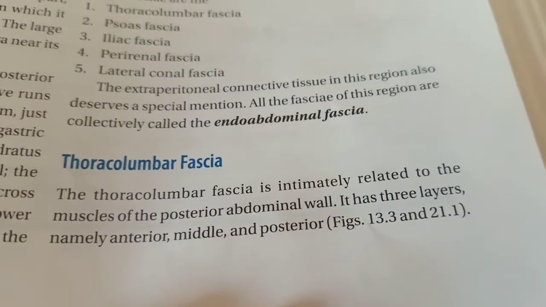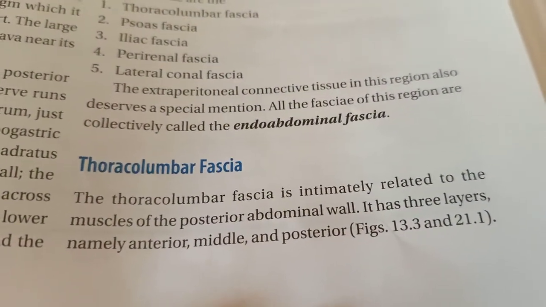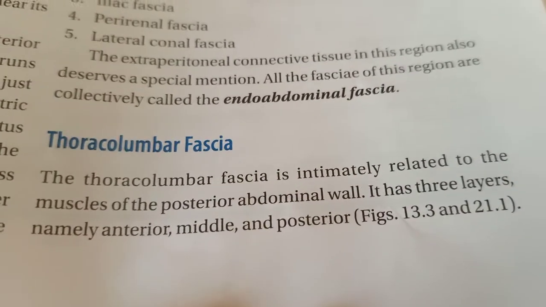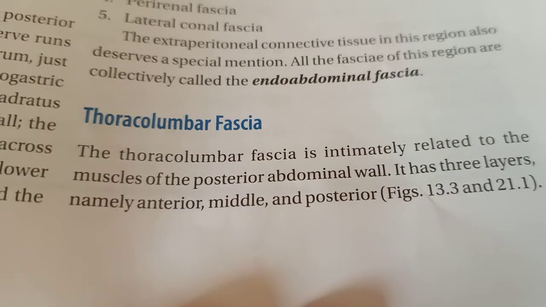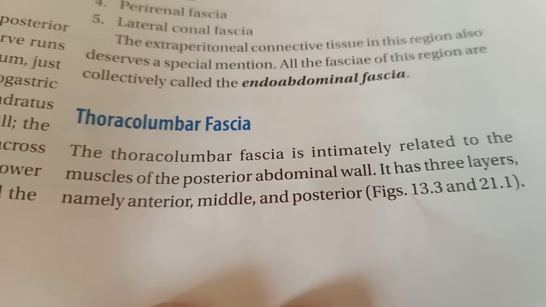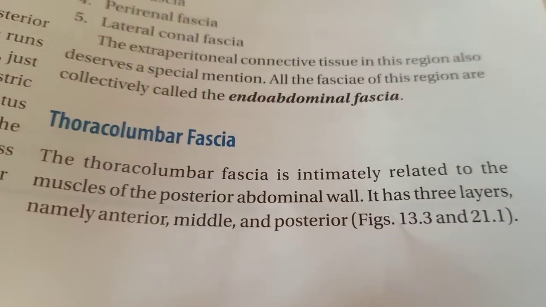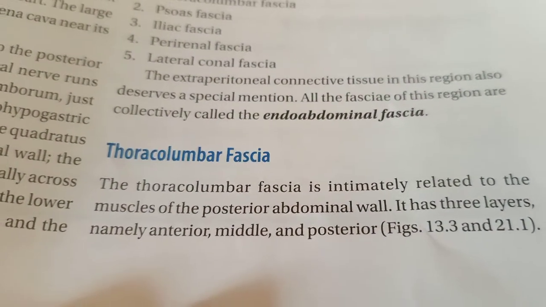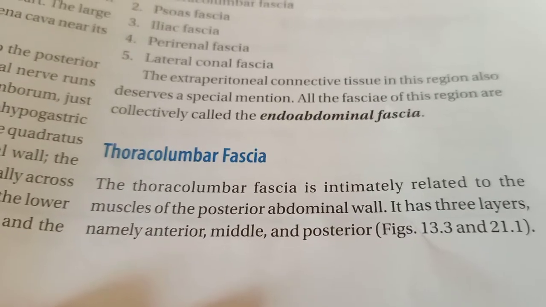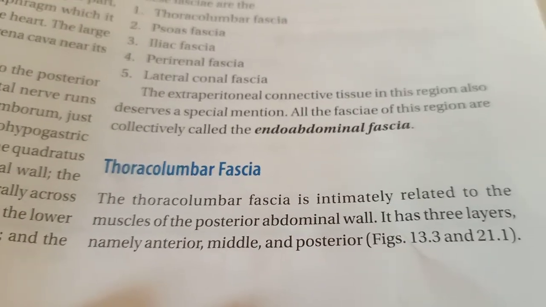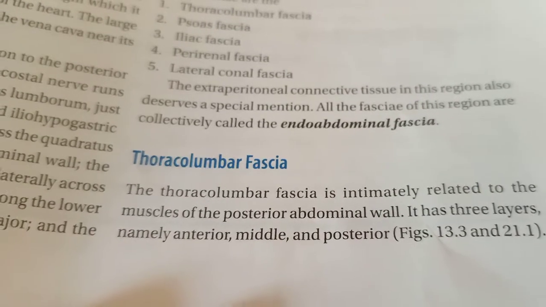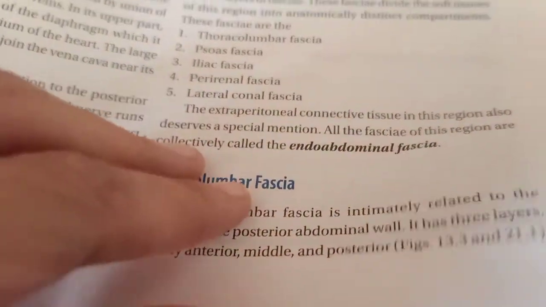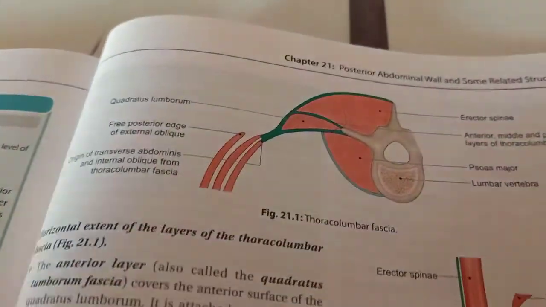The thoracolumbar fascia is closely related to the muscles of the posterior abdominal wall. The posterior abdominal wall muscles are psoas major, psoas minor, iliacus and quadratus lumborum. So this fascia is in very close contact with these muscles, and for descriptive purposes it has three layers: anterior, middle and posterior layer. So please understand the diagram, students.